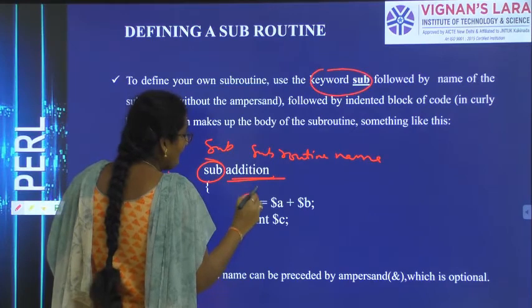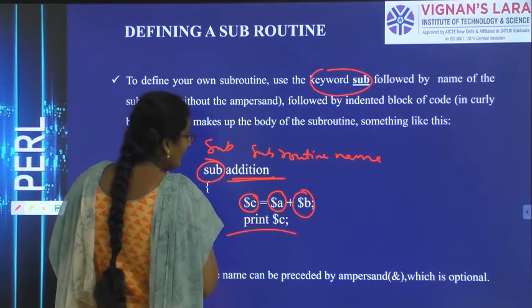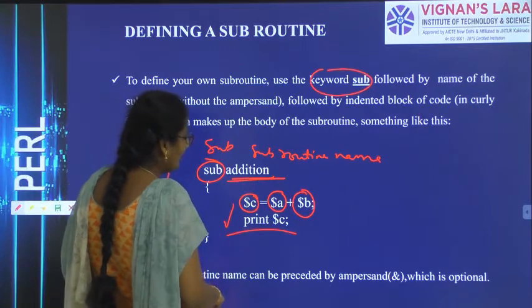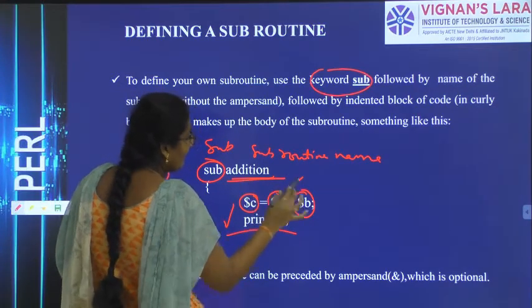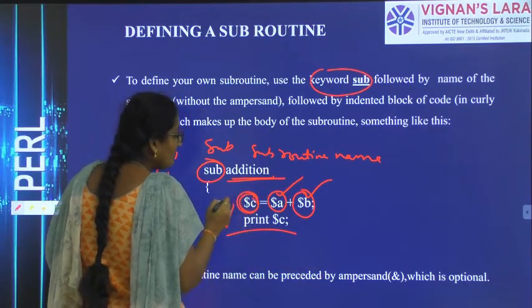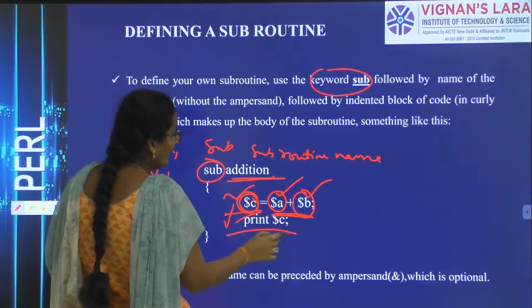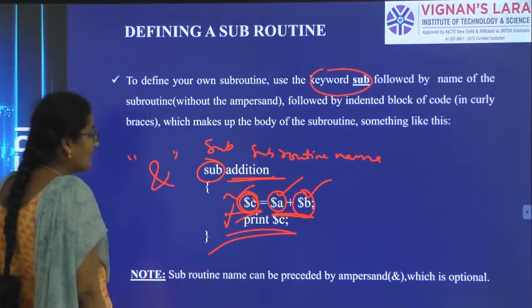$C is a variable, a scalar variable. I am adding $A and $B, storing the result in $C, and printing the $C value. $A is a scalar variable, $B is also a scalar variable, and $C is also a scalar variable. Adding these two, A and B, and storing in C, and I am printing the C value. Nothing but an addition program.